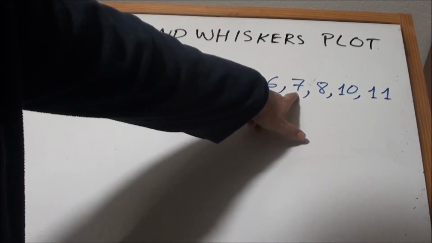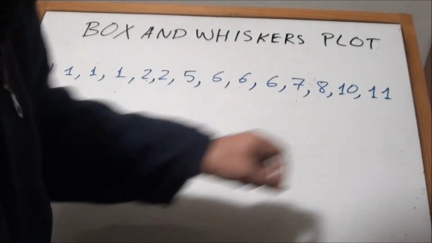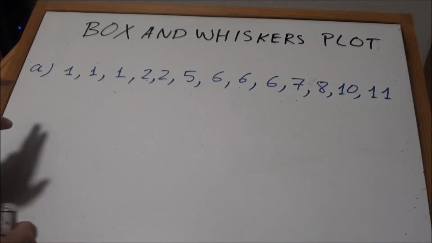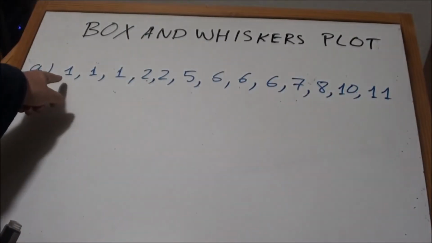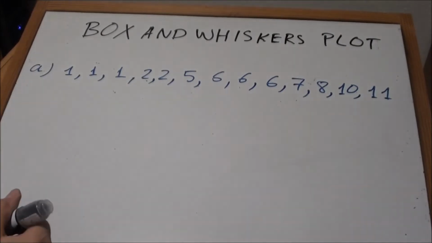This person went 7 times, this person went 8, that person went 10 times, and that person went 11 times. So we are gonna find the parameters now, and the parameters we need to make a box and whiskers plot are the maximum, the minimum, the median, and the quartiles. Well, the maximum and the minimum are easy, the greatest and the lowest numbers. So the maximum is 11 and the minimum is 1. We don't need any calculation for that.